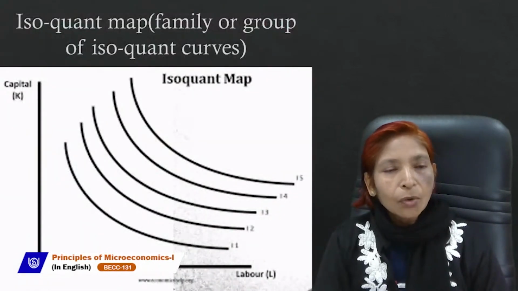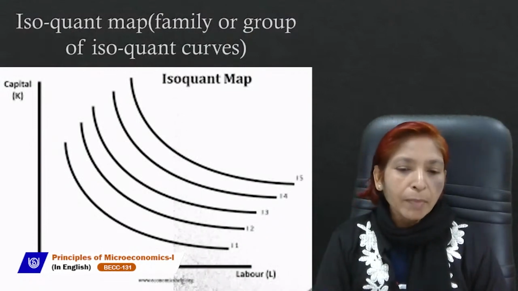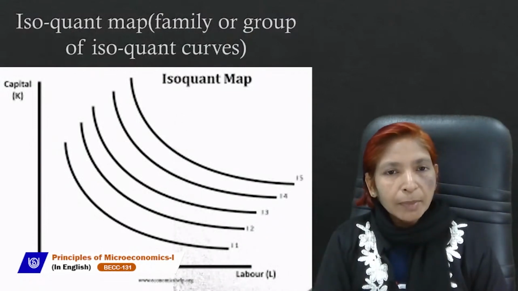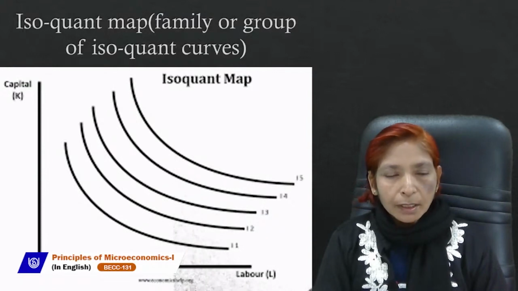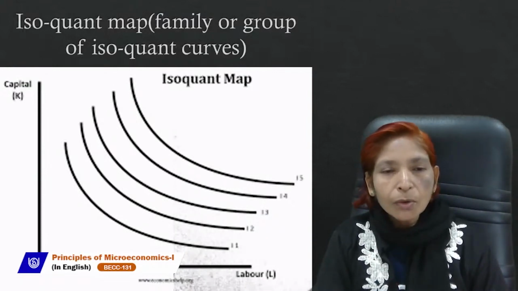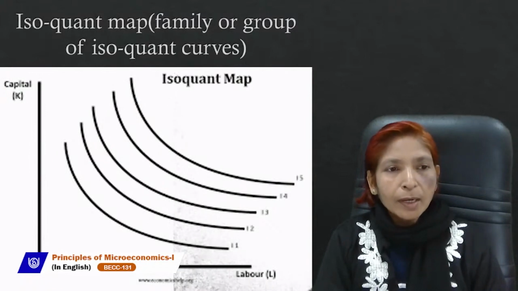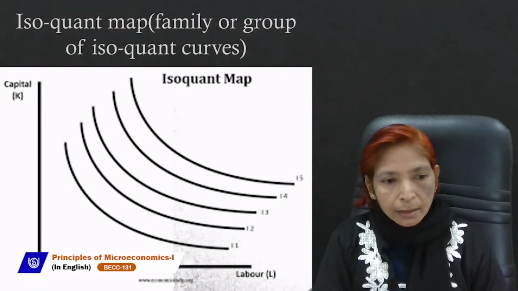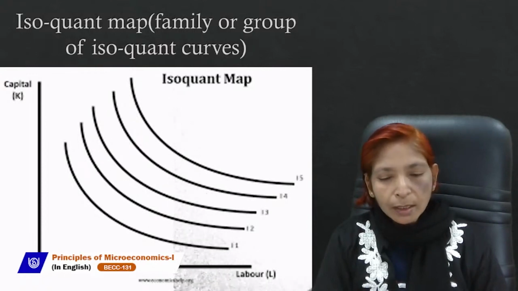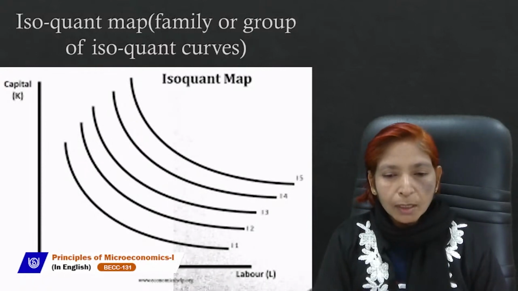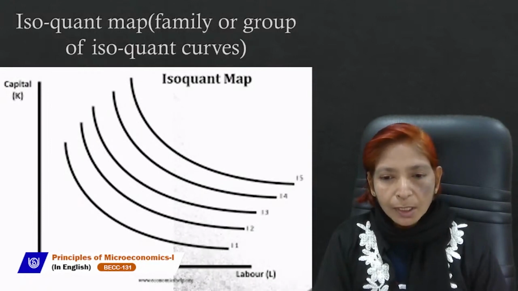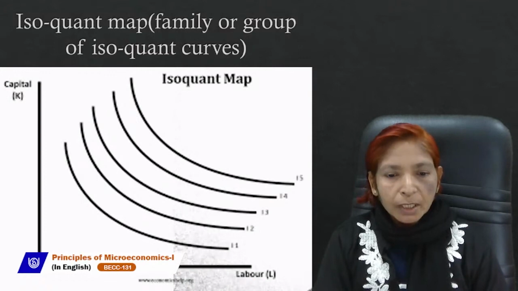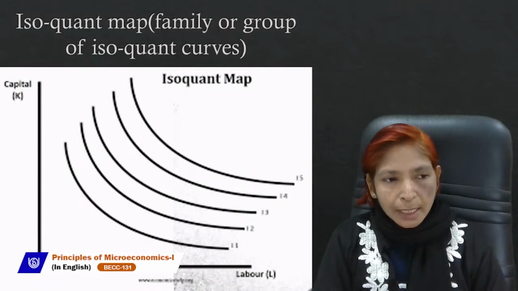Next is isoquant map. What is isoquant map? Isoquant map is a family of isoquant curves. It may also be known as a group of isoquant curves. So an isoquant map can be represented by using these so many isoquant curves. Like here, I1 is showing isoquant number 1, I2 is isoquant number 2, I3 is isoquant number 3, I4 is isoquant number 4, I5 is isoquant number 5. Here so many isoquant curves are drawn on the same graph.